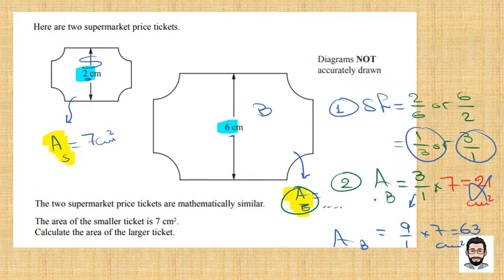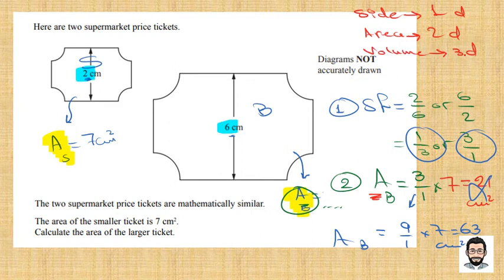Because we're talking here about areas, and the area is 2D. Look, any side is 1D, just one dimension. Okay? Any area is what? 2D, because we're multiplying 2 dimensions together. And any volume is what? Great, it's going to be 3D, 3 dimensions. Because of that, I changed it to 9 over 1.